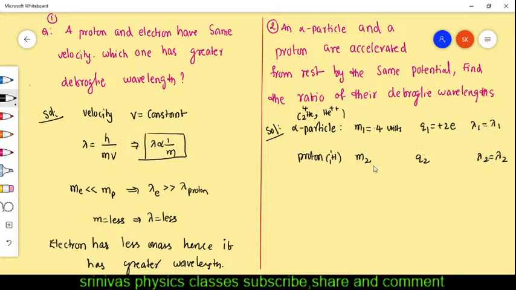Lambda 1 is the alpha particle wavelength. Second one, proton mass. Proton mass number is 1. That's why we have to take 1 unit only. And proton mass is completed, 1 unit. Proton charge, proton means only one particle, plus 1e, right? And proton wavelength we can write as lambda 2. Then what are they asking? They are asking to find the ratio of the de Broglie wavelengths.